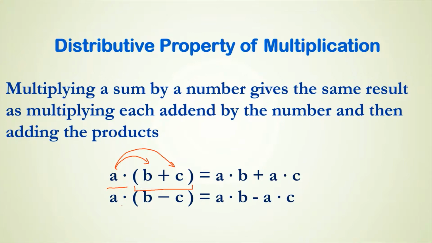Okay? So in subtraction, the A is also distributed into each element inside the parentheses. So it becomes A times B, and then A times C, and the two are subtracted because the original problem is the subtraction. Okay?